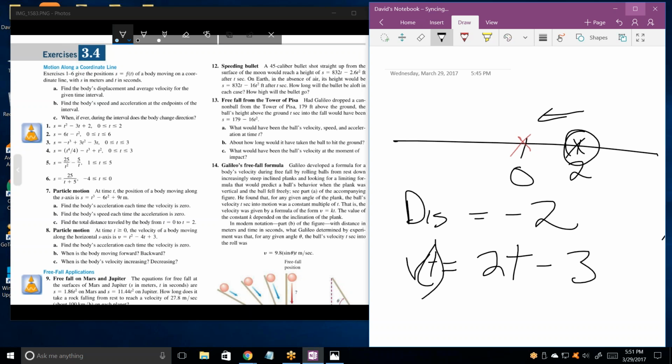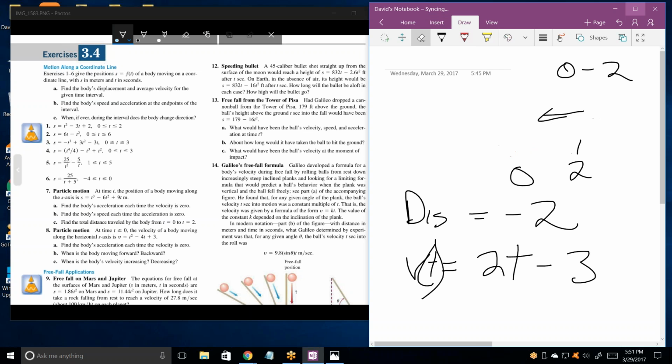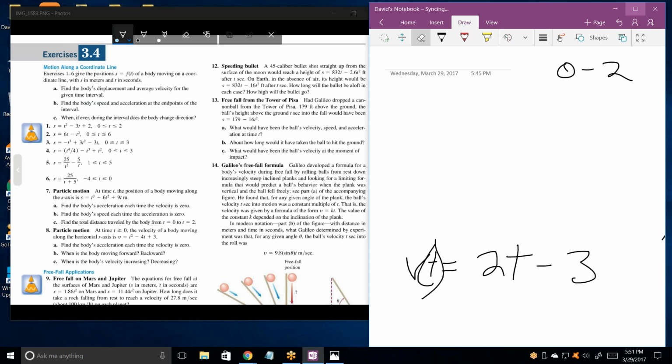part B, find the body's speed and acceleration at the endpoints of the interval. Well, the interval is 0 to 2. Speed is basically the velocity without direction, it's the absolute value of velocity. So what was the velocity at 0? Was it 2 or -2?